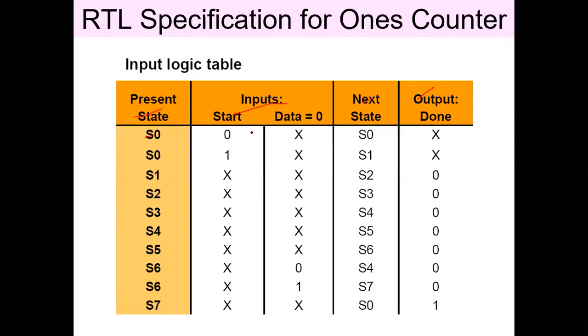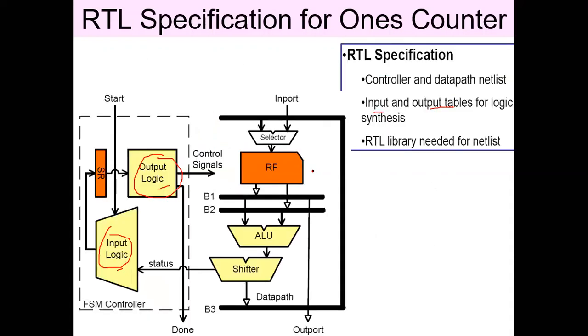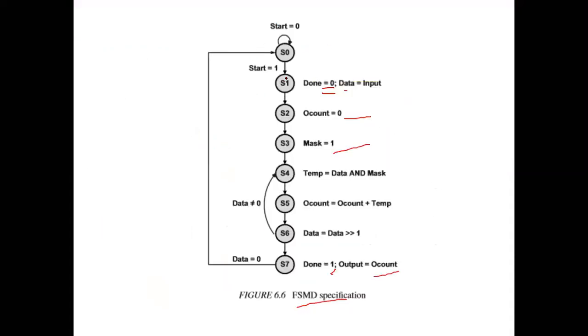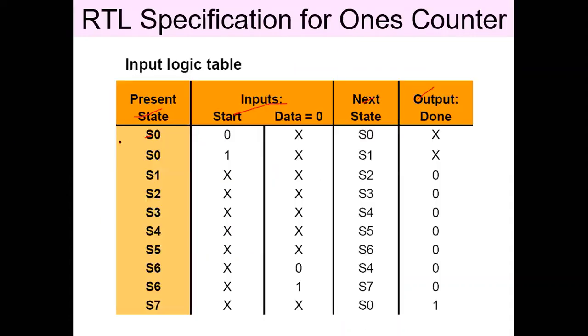Okay. So for the state 0 to state 1 transition, we have already seen this in the state diagram. The transition from state 0 to state 1 depends upon the start signal. If the start signal is 0, it will retain the state S0, and only if it is 1 will it move to S1. There is no other dependency here.